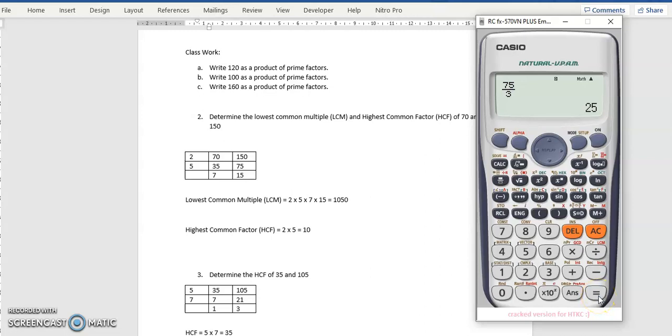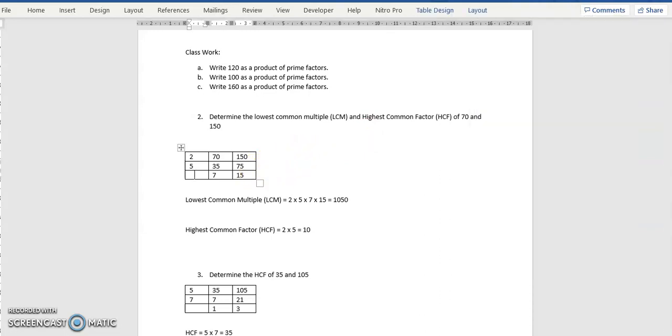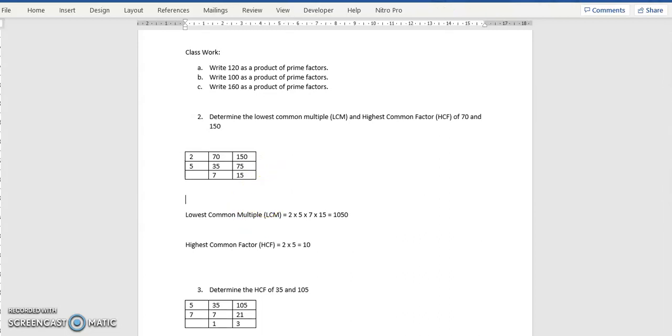Oh, 75. 3 can divide 75, and it will give you 25. So you can write a 25 somewhere, because I need to check this one also, whether 3 can divide it without a remainder. So you write a 25 somewhere. Alright. Okay. So let me write my 25 here. We are not rushing.